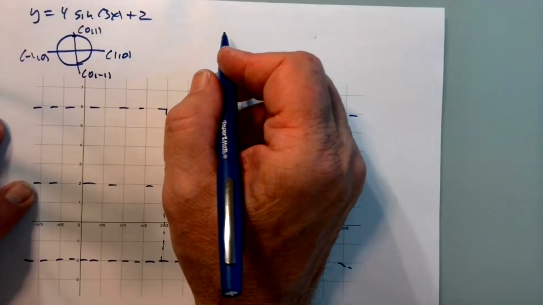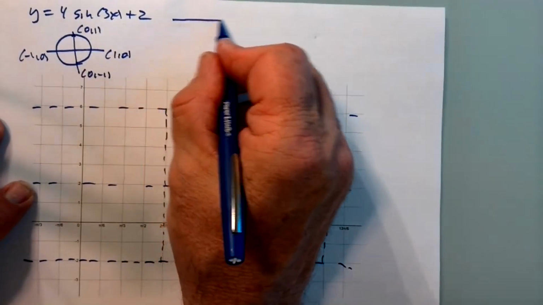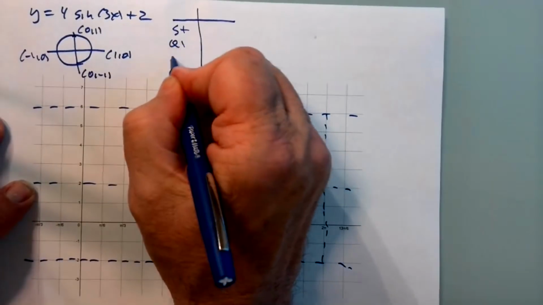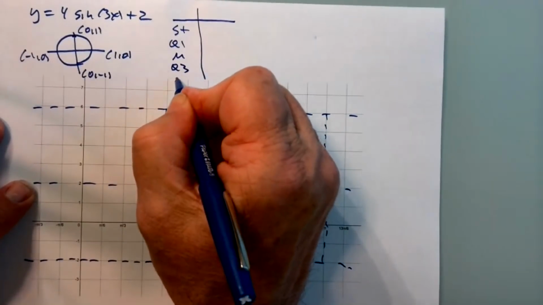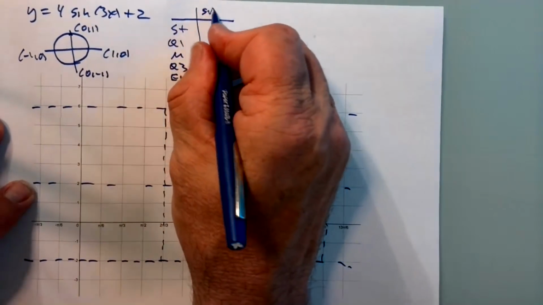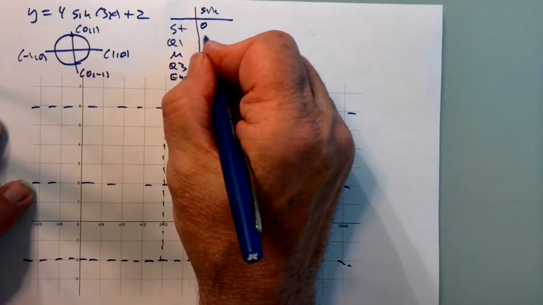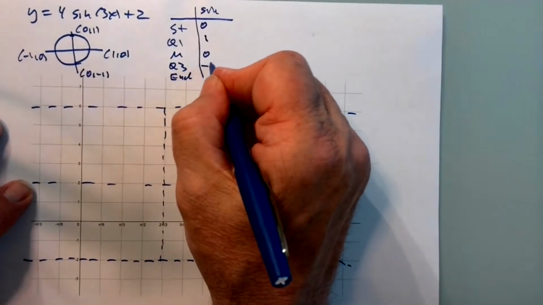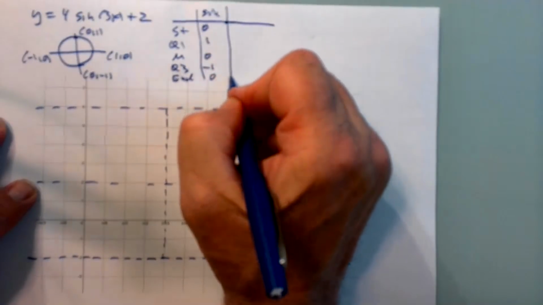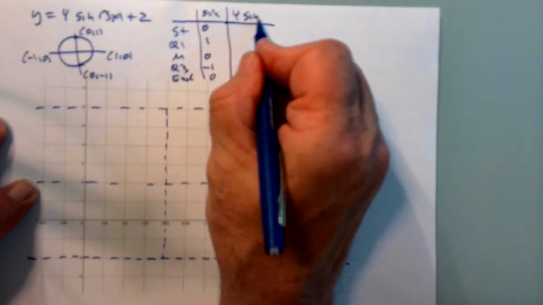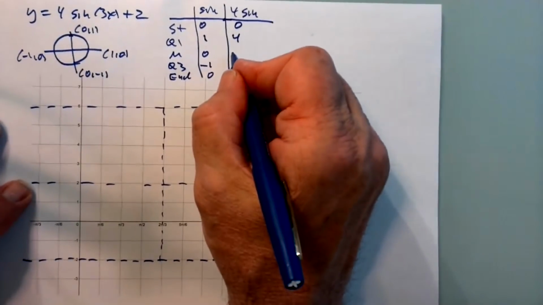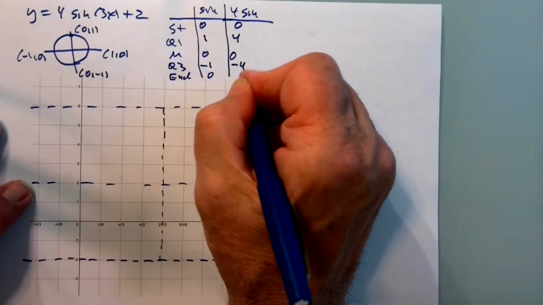So we know sine is the y values on the unit circle. Start, first quarter, middle, third quarter, end. So for sine, it starts at 0, goes to 1, 0, negative 1, 0. But we want 4 sine. If we're negative 4 sine, it's flipped upside down. We want 4 times sine. 4 times 0 is 0. 1 times 4 is 4. 0 times 4 is 0. Negative 1 times 4 is negative 4 and 0.